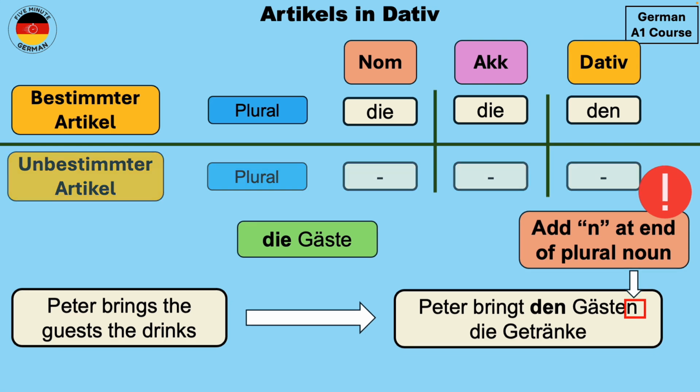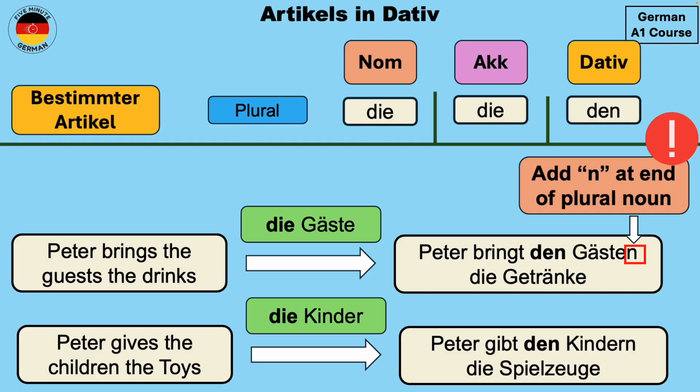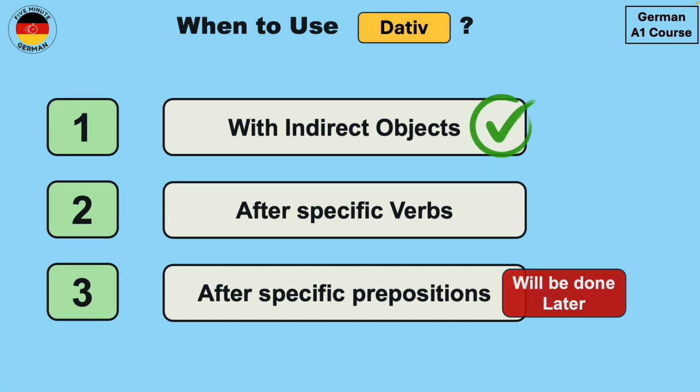Let's take another example to understand this better. So I have the sentence Peter gives the children the toys, and children in German are die Kinder. So this is the plural form. However, when we use this in dative, then the sentence will be Peter gibt den Kindern die Spielzeuge. So you see, we have added an n at the end over here as well. So you have to keep this in mind, that whenever you use the plural in dative, then you have to add an extra n at the end of the plural noun. So now we have learned about articles in dative and also how to use them with indirect objects.